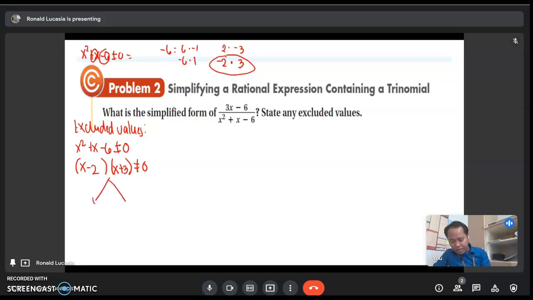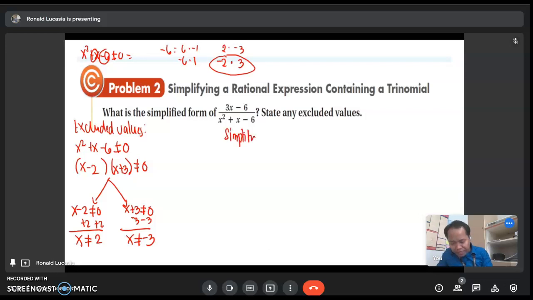And then solve for x - 2 not equal to 0. The other is x + 3 not equal to 0. Solve for x. So the first value must not be equal to 2. The second value must not be equal to negative 3. So let's solve.